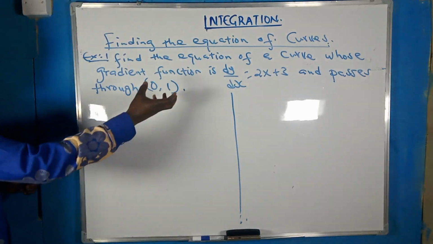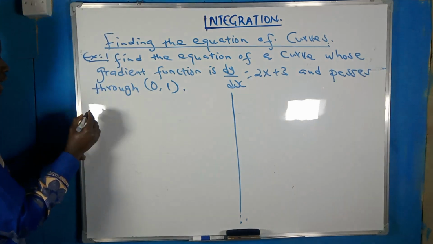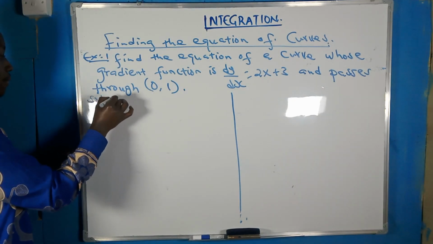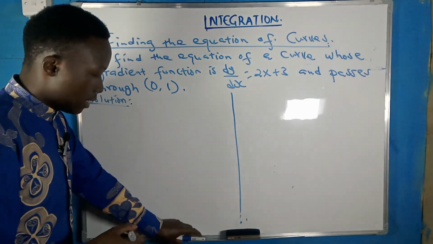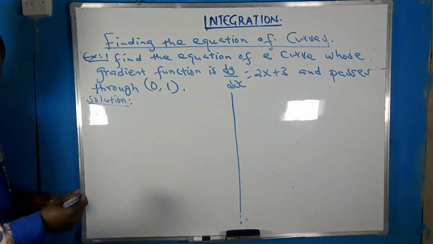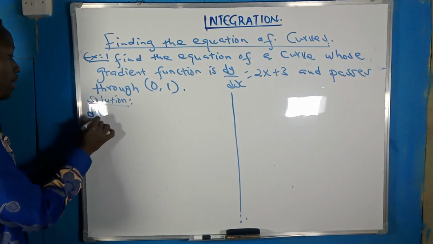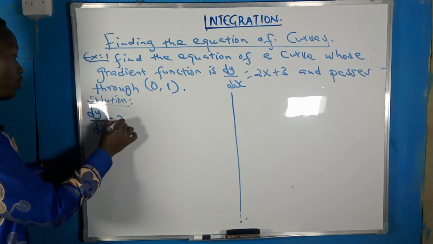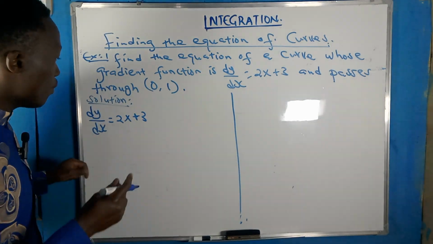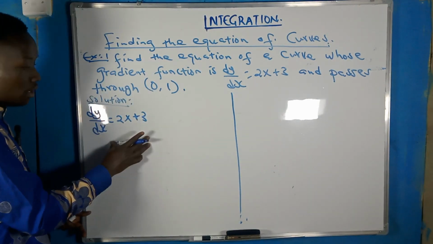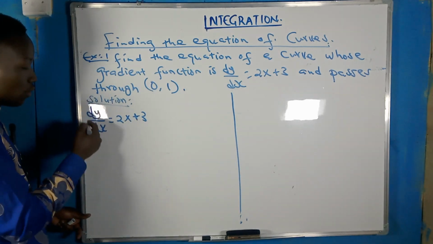So for us to determine the equation, remember our equation is in form of y. So we have our solution here. We have dy over dx is equal to 2x plus 3. For us to determine the equation, we must first integrate this function. And once we integrate this function, we will get the equation of y.